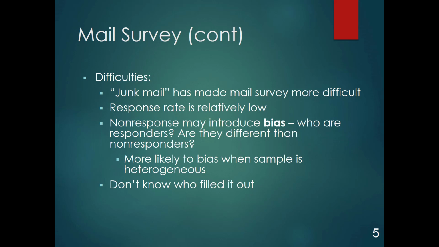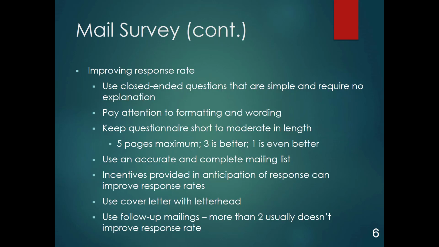Your sample is more likely to be biased when it's heterogeneous. So if your sample is so different, then it's more likely to be biased, especially because the ones that respond will be completely different from the ones that do not respond. And then you don't know who filled it out, right? Because it's a mail-in survey. We don't know who filled it out. So how do you improve those response rates whenever you do the mail-in surveys?